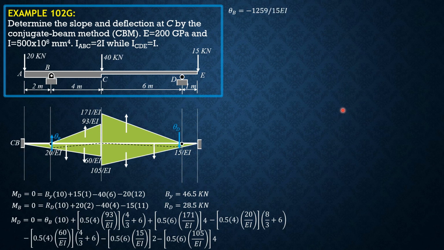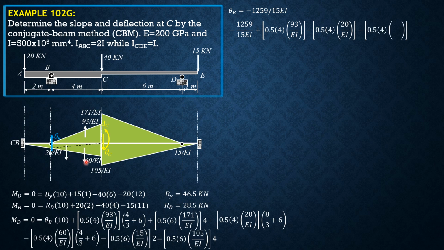Theta B is equal to negative 1259 over 15 EI, but that's not required. Next, let's consider BC. Let's remove these forces that are not important. So this is the positive theta C, then positive delta C counterclockwise. Considering BC, summation forces Y equals 0. So theta B, which is negative 1259 over 15 EI, plus this area, plus 0.5 of 4 times 93 over EI, then minus this area, minus 0.5 of 4 times 20 over EI, then minus this area, minus 0.5 of 4 times 60 over EI, then minus theta C equals 0. So we can now solve theta C.